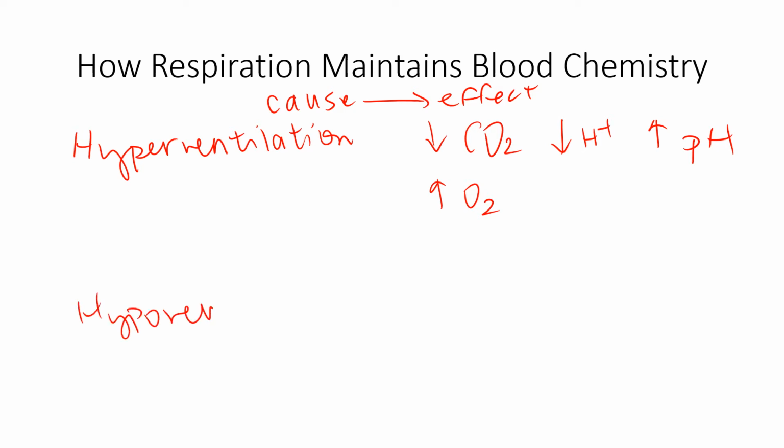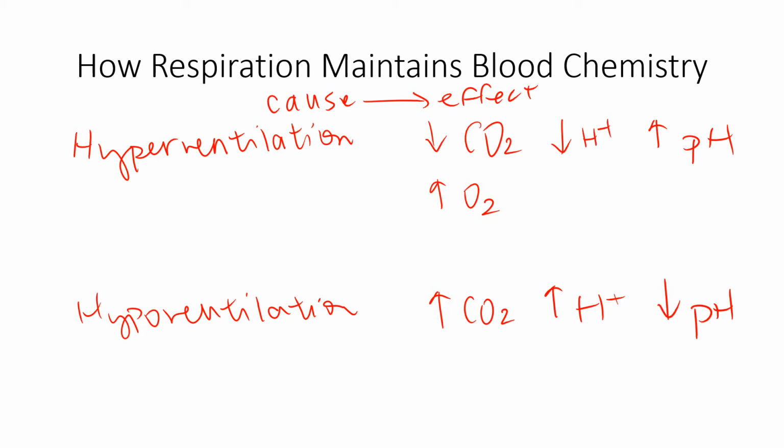Let's also do hypoventilation. If I breathe more slowly for whatever reason, I'm going to retain more CO2. What's the relationship between CO2 and hydrogen? It's a direct relationship, so I'll also have more hydrogens. The more hydrogen ions I have, what happens to blood pH? Becomes more acidic. Okay, so just to be clear, let's write the word acidic here and the word alkaline up here. And again, the slower you breathe, the less oxygen you can get into your bloodstream.